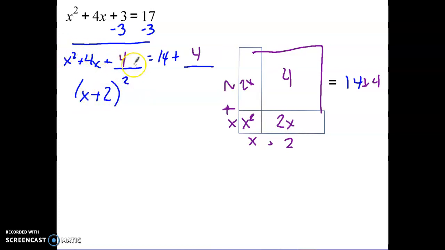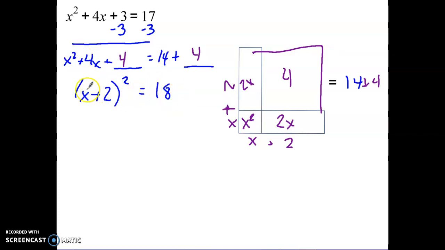So this turns out to be a perfect square trinomial. Because of the way we added to get this number, we have created a perfect square trinomial, and it is always going to factor this way. It's going to be this variable, and then this sign, and then half of this. And it's always going to be squared because this will work out to be x plus 2 times x plus 2. In this case, x plus something times x plus something, always the same something, what we have here. And 14 plus 4 on the right-hand side is 18.